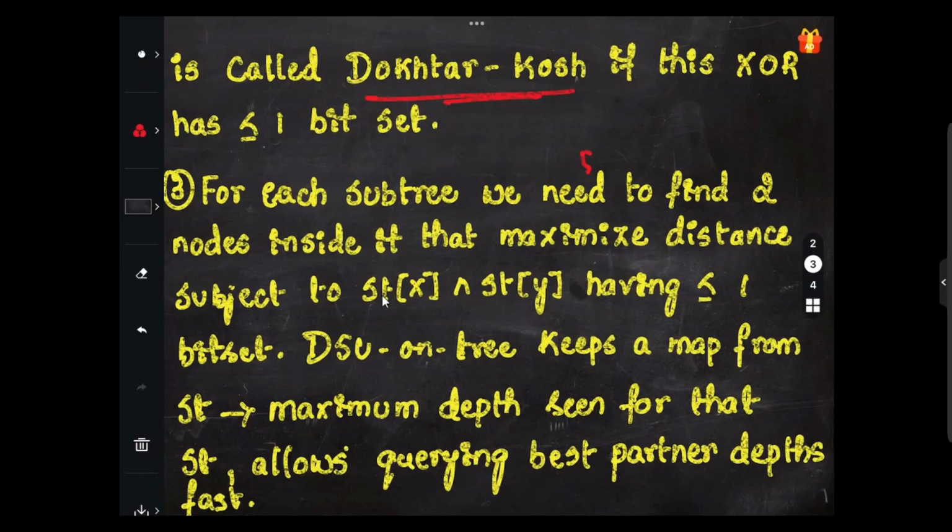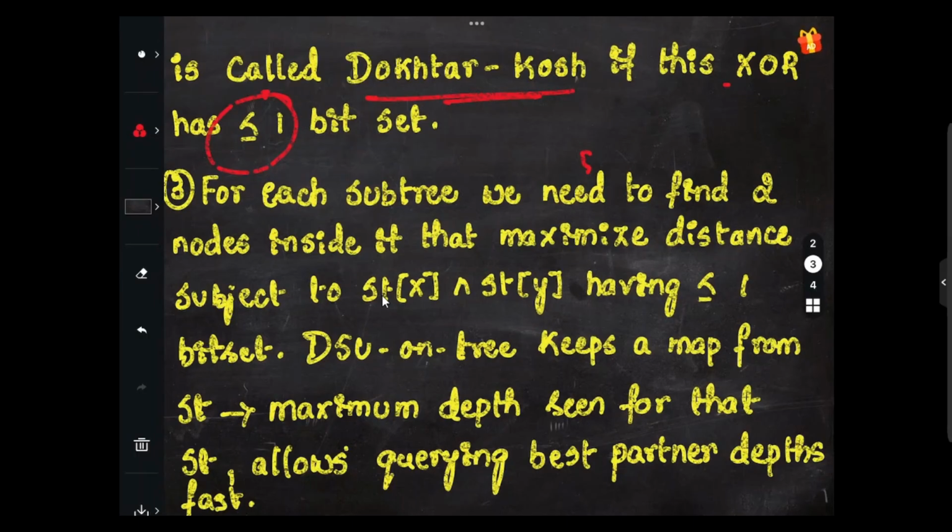For each subtree, we need to find the two nodes inside it that maximize the distance subject to st of x xor st of y having less than or equal to 1 bit set. So this condition is very important, right? It's called Dokhtar-kosh if this XOR has less than or equal to 1 bit set. So that is the reason we are continuing with the third one.